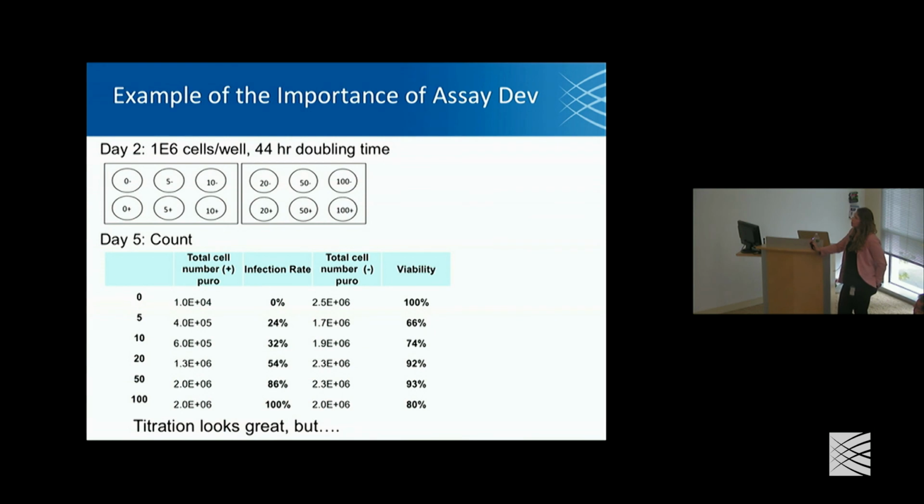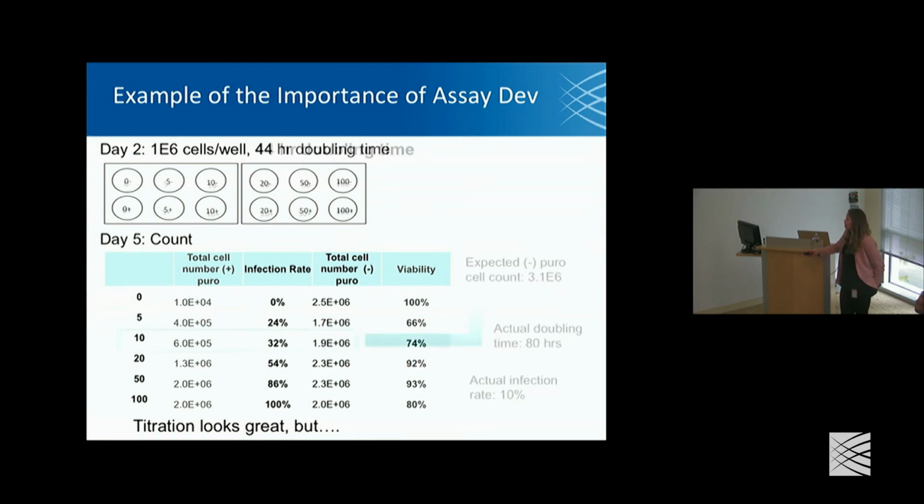So I want to give a little example of how important it is to really be doing all of these experiments and keeping in mind these numbers when you're doing your assay dev. For example, if you seed your cells on day 2 in the 6-well plate for this virus titration with 1 million cells per well, and this particular cell line has a doubling time of 44 hours, on day 5, you do your counts, and it looks really nice. You get this 30 to 50% range. It looks like you're good to go.